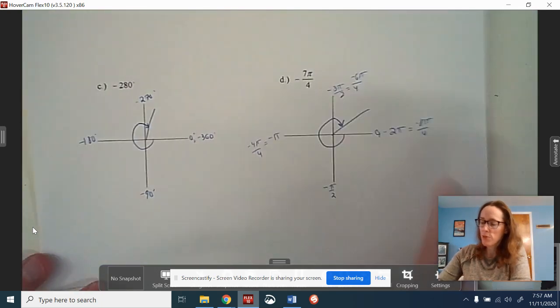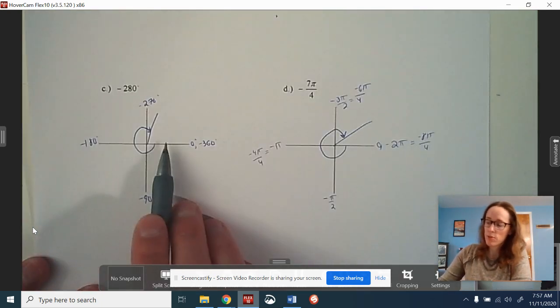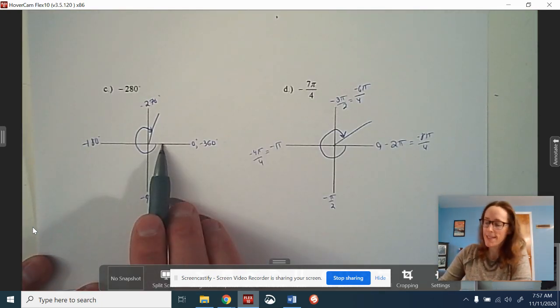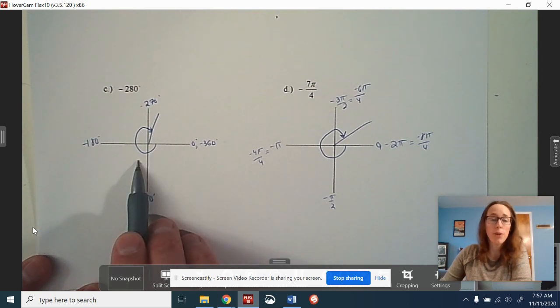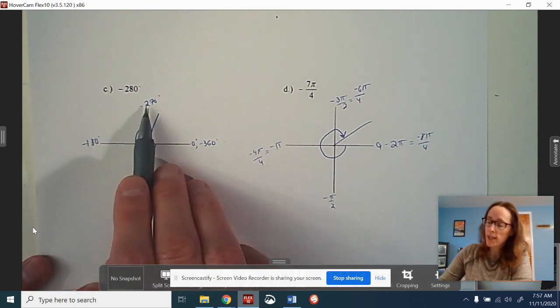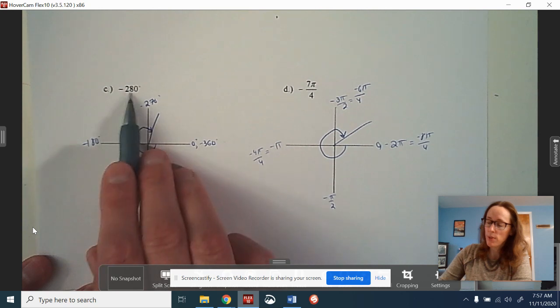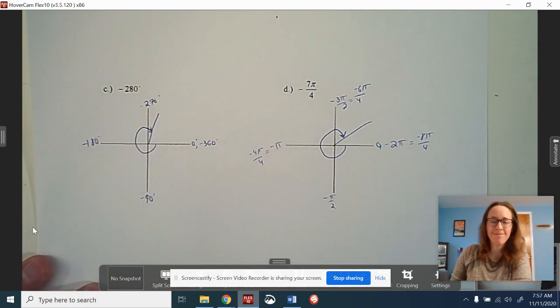And then for the other two, we have negative 280 degrees. Since we're going in the negative direction, we're going to rotate down from the initial side, which is clockwise. Negative 90, negative 180, and negative 270 is up here. So we're going to go a little bit past negative 270.